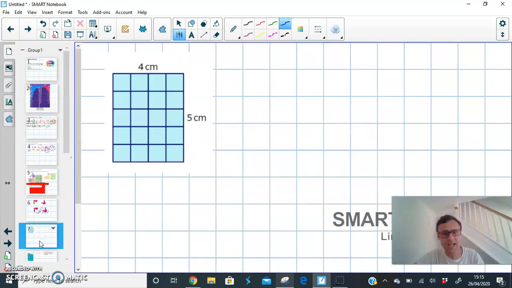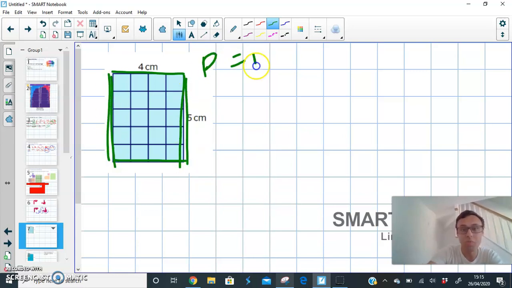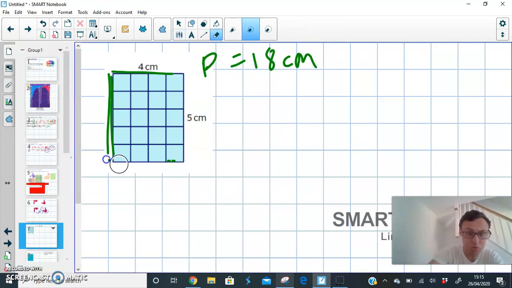Okay. Now, here, obviously, we've got a rectangle. It measures 4 by 5 centimetres, and we want to find the area. Remember, if we were doing the perimeter, we would go 4, 8, and another 10, because that's 5 and that's 5. The perimeter would be 18 centimetres. But this question isn't asking us for the perimeter, it wants to find the area.